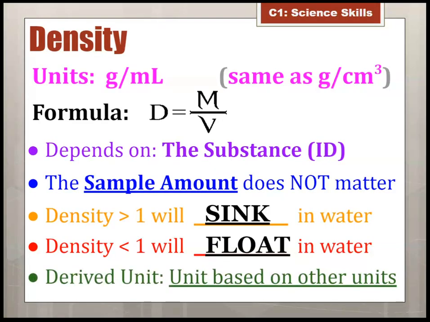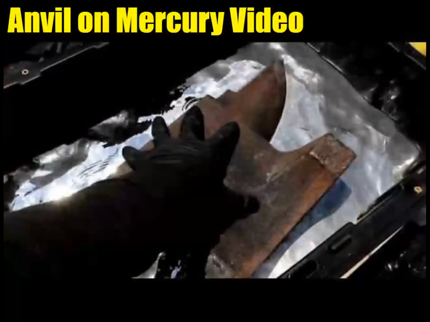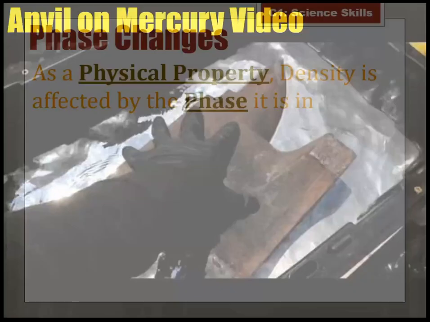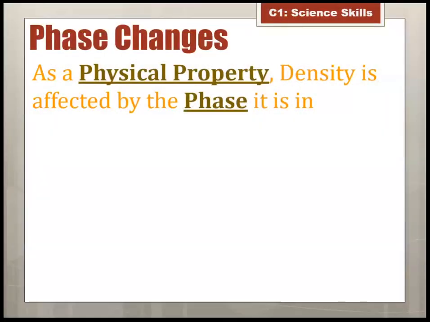And understand that density is a derived unit. That means a unit that is based on other units. We are going to encounter about 5 derived units in this class, and density is our first one. There is an awesome video on putting an anvil in mercury, which is right here, and I'm not going to have it autoplay. You can go watch it yourself. It's very much worth watching.